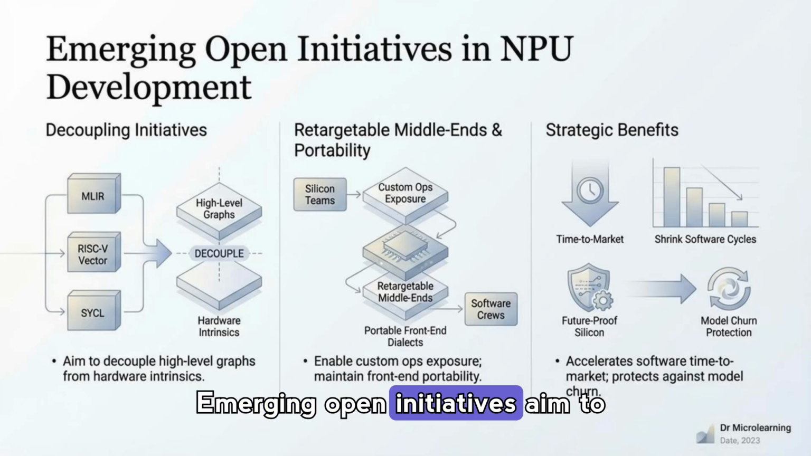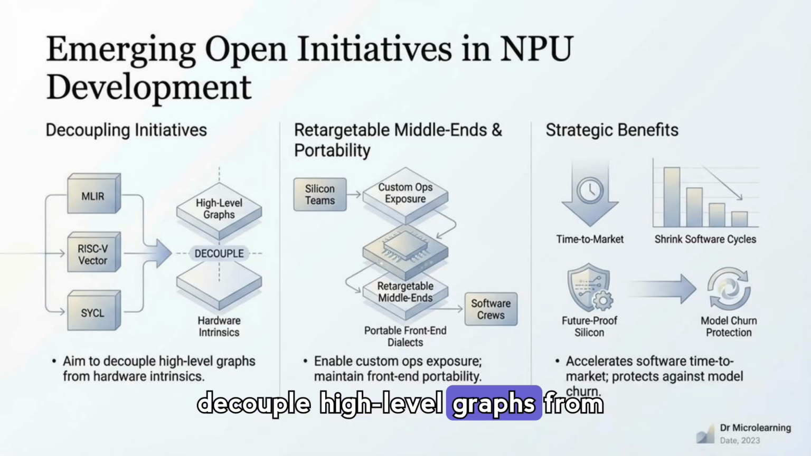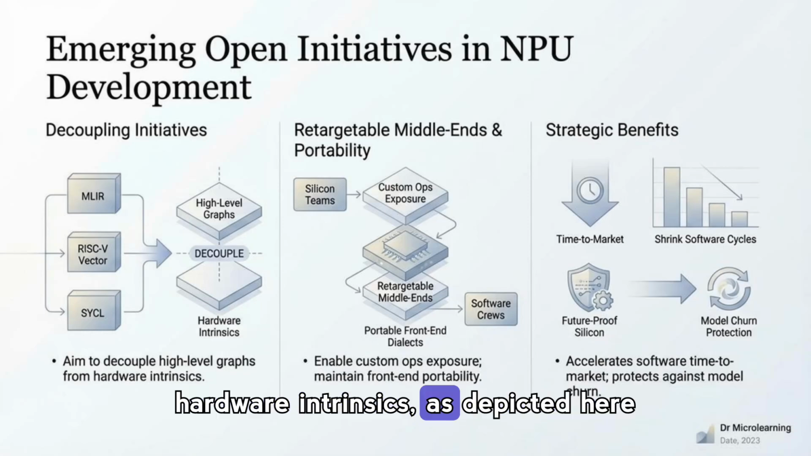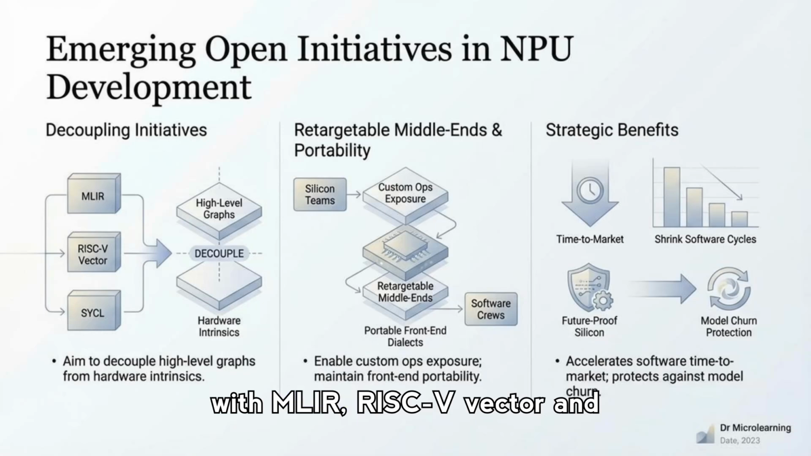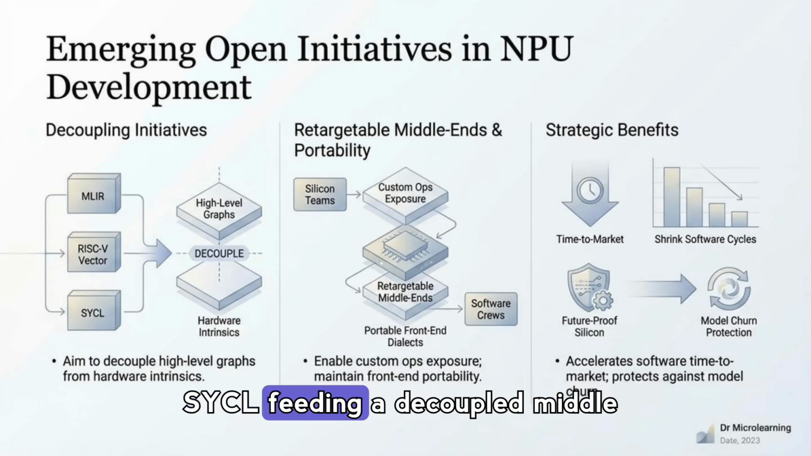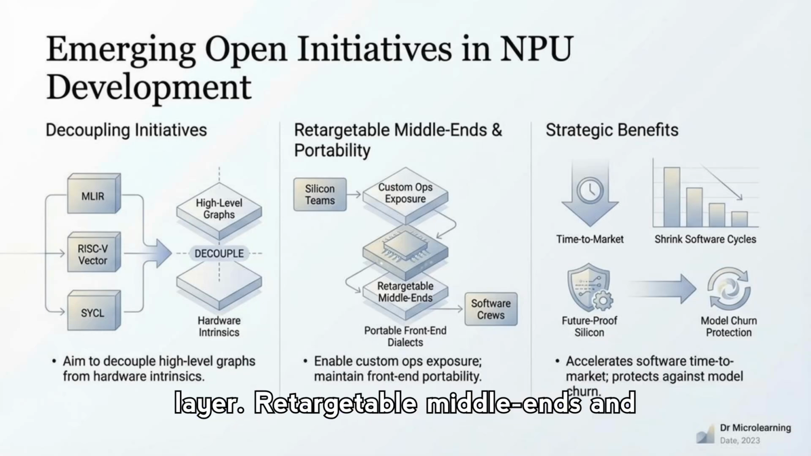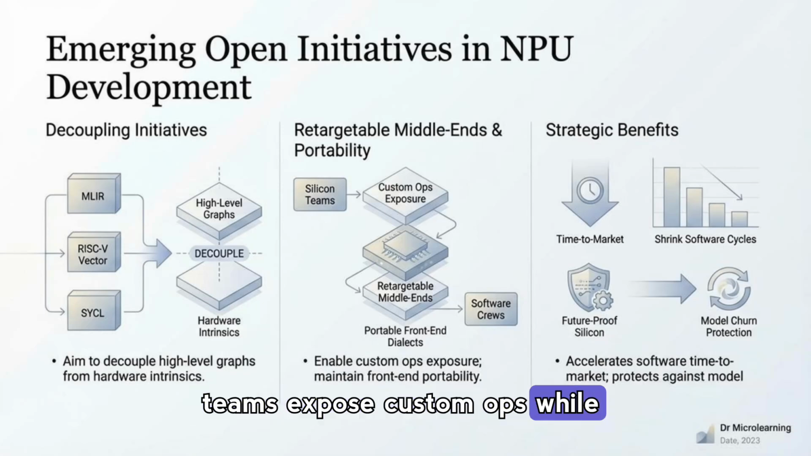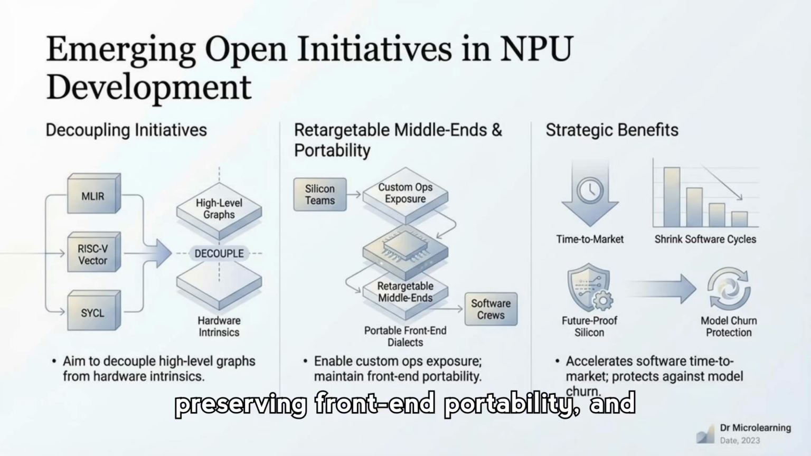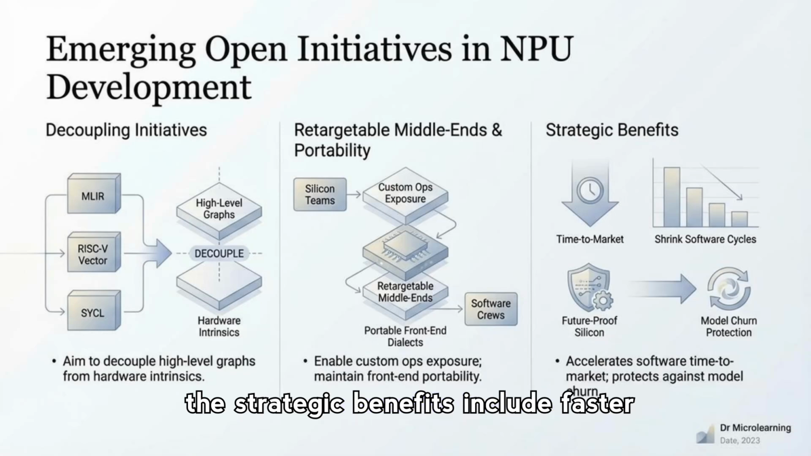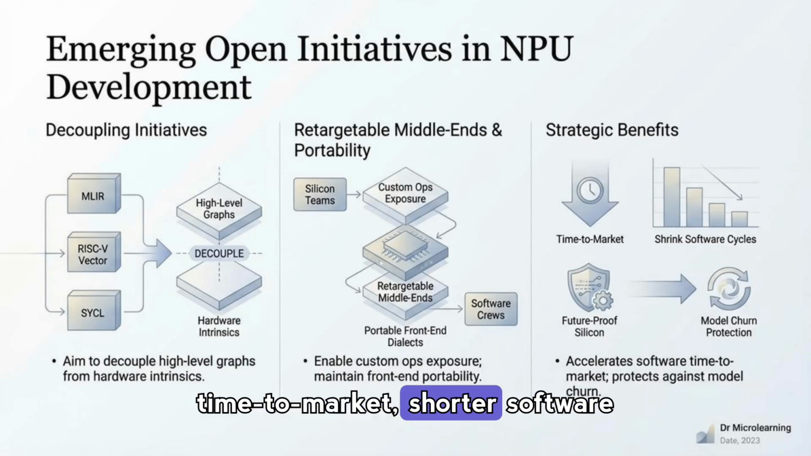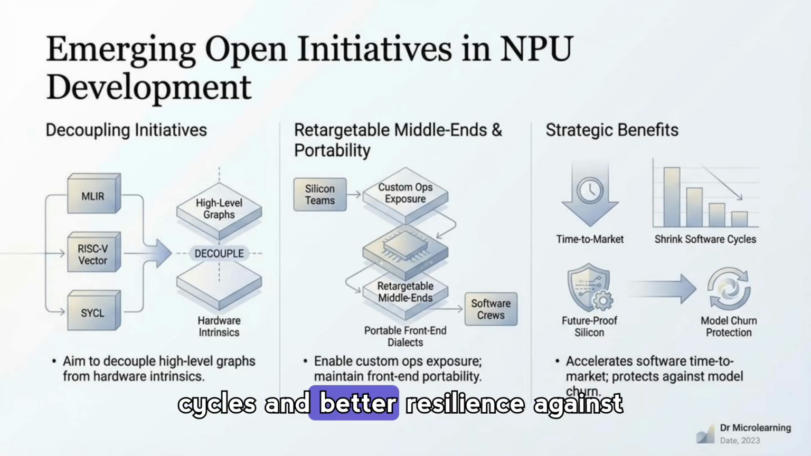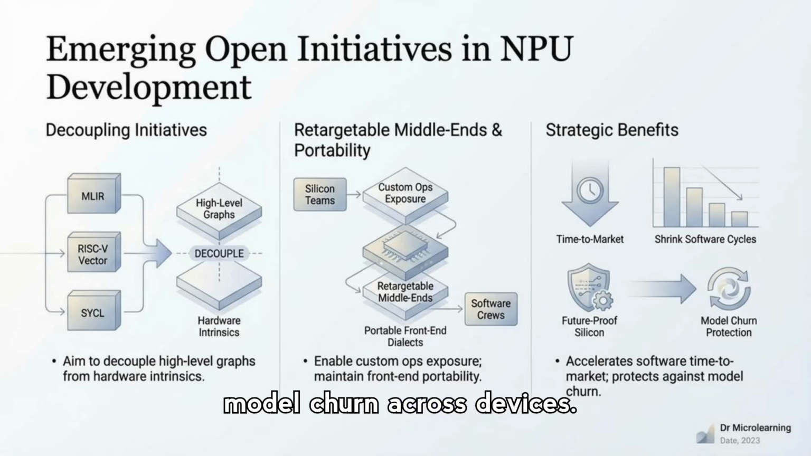Emerging open initiatives aim to decouple high-level graphs from hardware intrinsics, as depicted here with MLIR, RISC-V vector, and SYCL feeding a decoupled middle layer. Retargetable middle ends and portable front ends let silicon teams expose custom ops while preserving front-end portability, and the strategic benefits include faster time to market, shorter software cycles, and better resilience against model churn across devices.